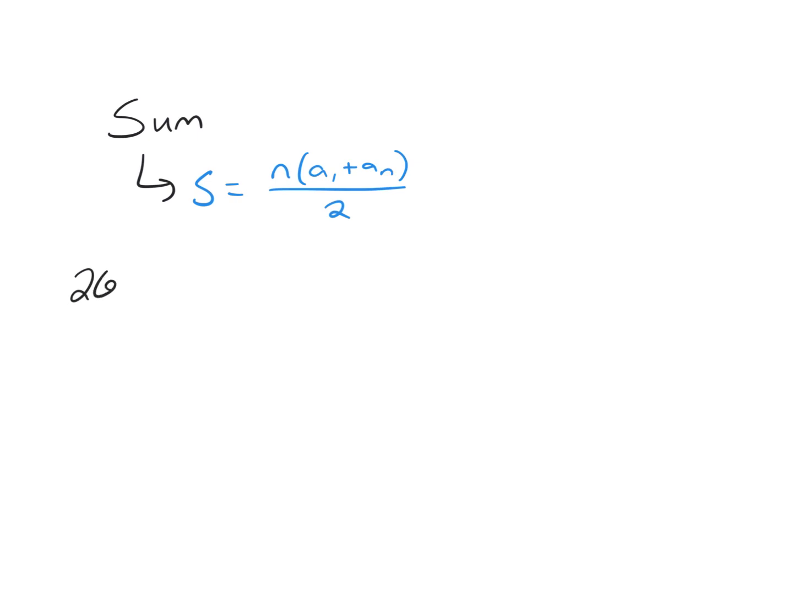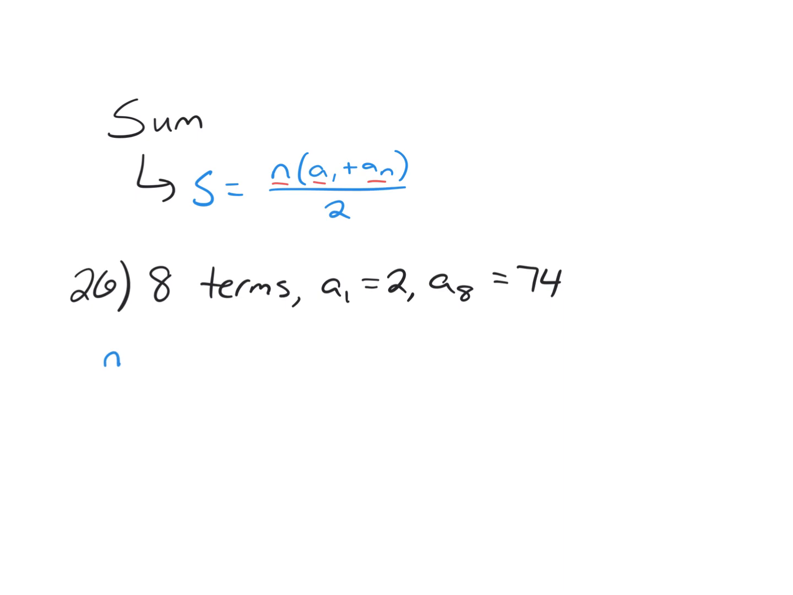Now we're going to jump to number 26. So number 26, it tells us we have 8 terms. Our A1 is 2, and our A8 is 74. In order to use this equation, we have to know what n is, we have to know what A1 is, and we have to know what AN is. Okay, so let's find those.